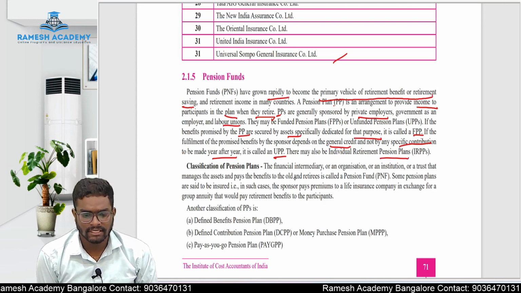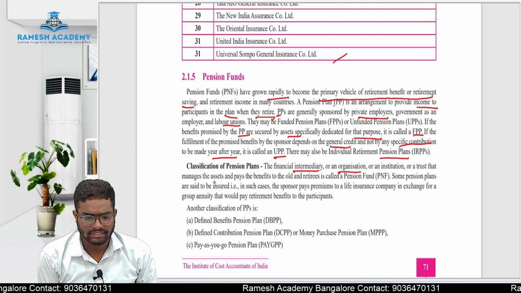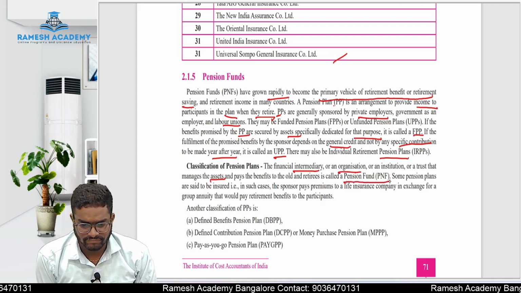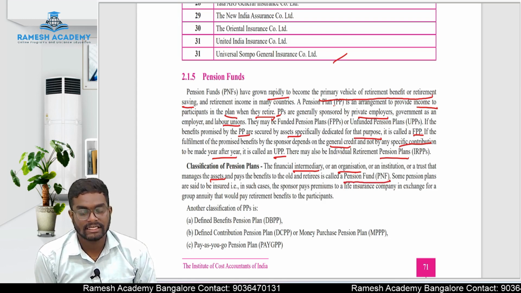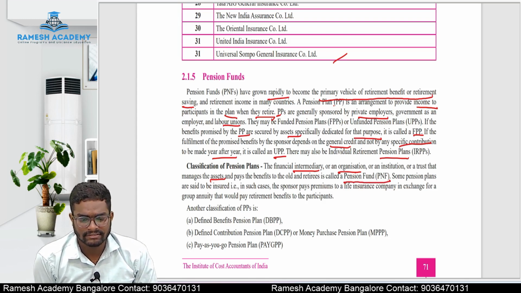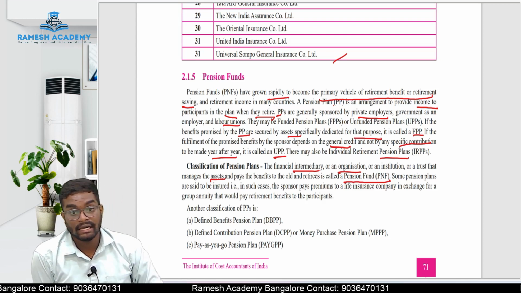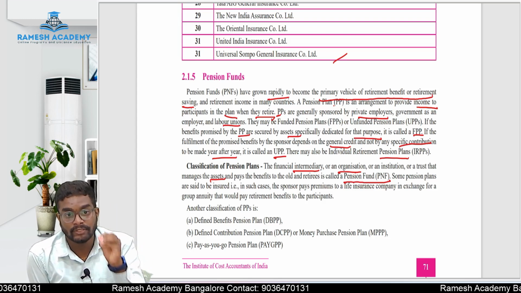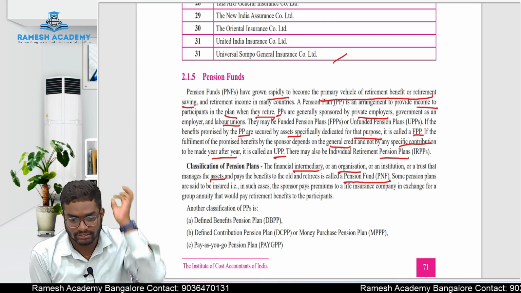Classification of pension plans. A financial intermediary, an organization, an institution or a trust that manages the assets and pays the benefits to the old and retirees is known as a pension fund. Every big company will have its own pension fund organization, and that company cannot take a single penny from that retirement organization. The fund should be utilized only for one purpose, paying the pensions. It cannot be diverted to any other business functions.